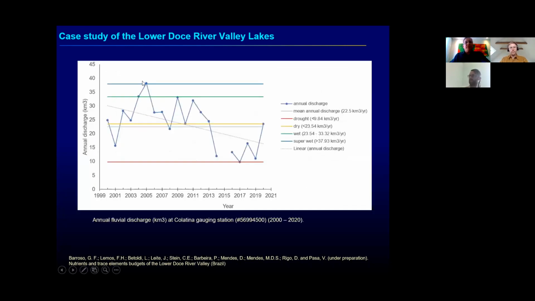So this is the total river discharge around the years. From 2013, we have a decrease in the river discharge, characterizing sort of dry conditions, with river discharge of less than 23 cubic kilometers per year.